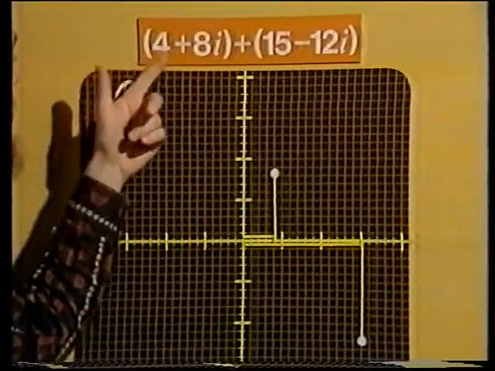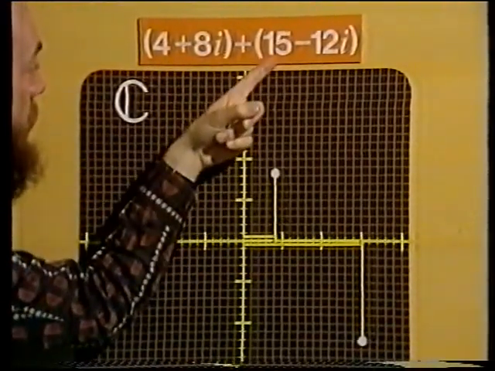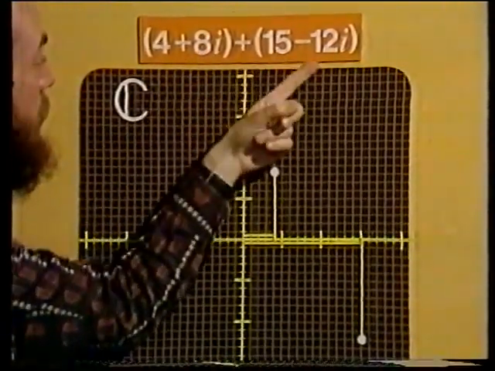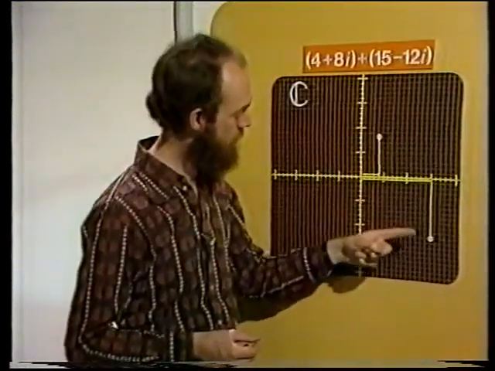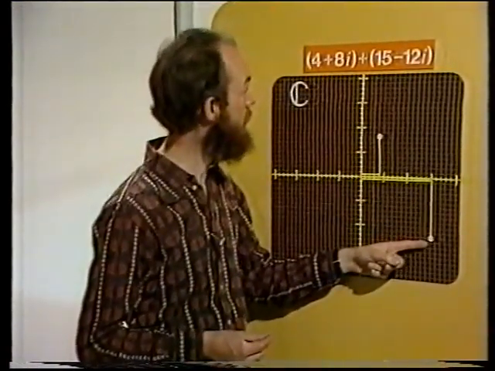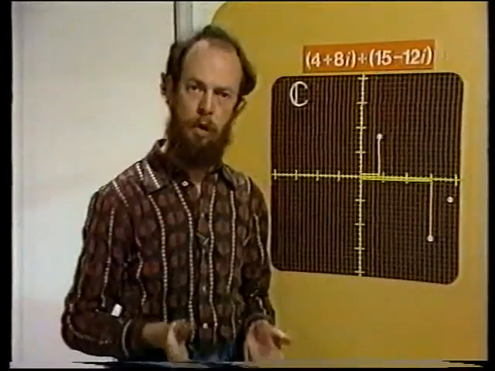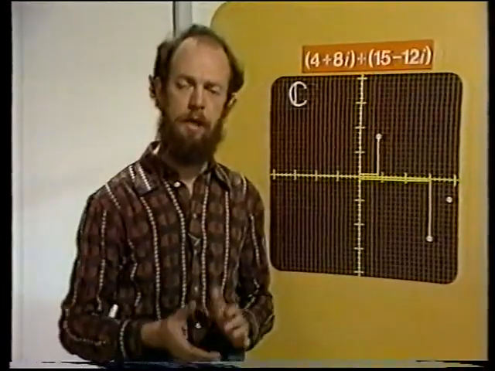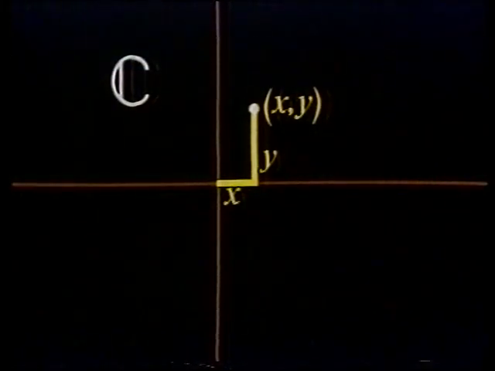If I want to add 4 plus 8i to 15 minus 12i, I add the 4 and the 15 to get 19, and the 8 and the minus 12 to get minus 4. And just as I put 4 plus 8i there, and 15 minus 12i here, I put the answer 19 minus 4i here. That's one way to do the addition of complex numbers, thinking of them very much as coming in two parts. But instead of thinking of a complex number as a horizontal, together with a vertical, we could look at it in an altogether different way, as a line.